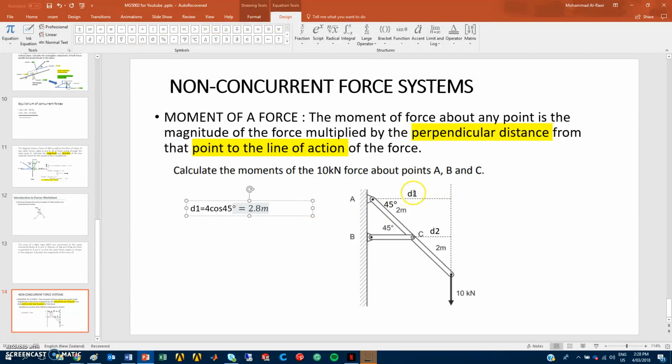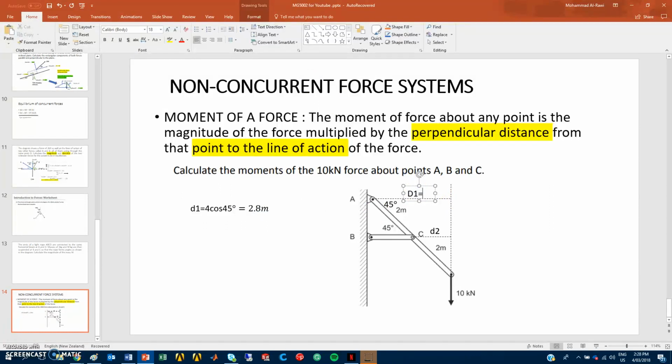So that's the D1 value. I will write it here for you guys: 2.8 meters. In this way you will understand why I used capital D. Now, after we found D1, the same principle applies for D2. If you look carefully, D2 is D1 divided by 2, which is 2.8 divided by 2, and that will give you 1.4 meters.